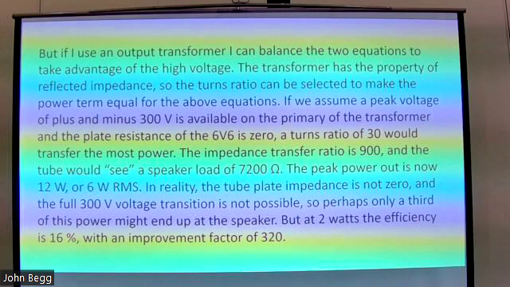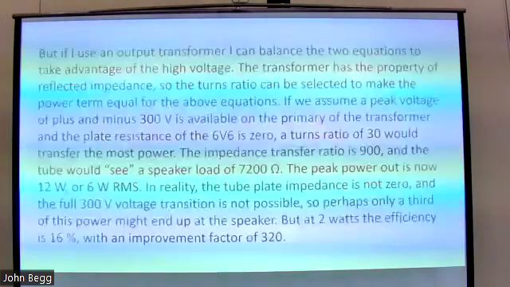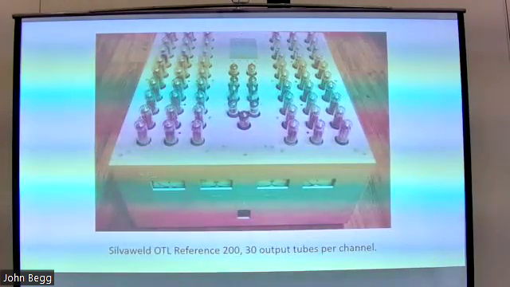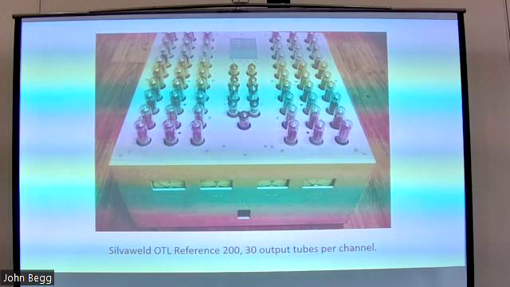In reality, the tube plate impedance is not 0, and the full 300 volt swing is not possible. So perhaps only a third of this power might end up at the speaker. But at 2 watts, the efficiency is 16%, an improvement factor of a whopping 320 by using that transformer. Now, go ahead to the next slide. Instead of a turns ratio of 30 in the transformer, you can put 30 tubes in parallel to get your current, but that's probably not terribly cost effective, even though it could be very high quality sound. Next.